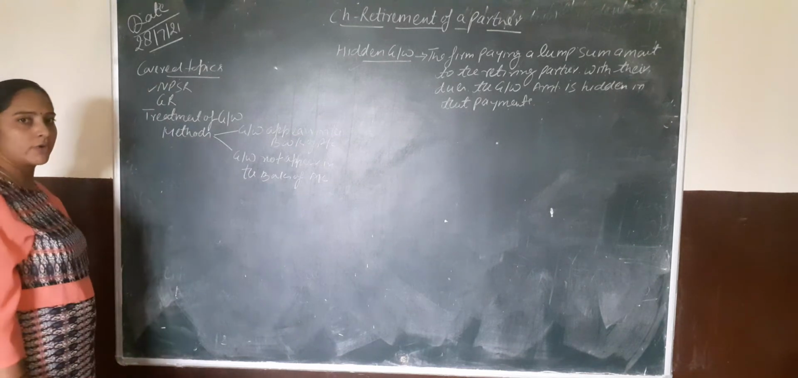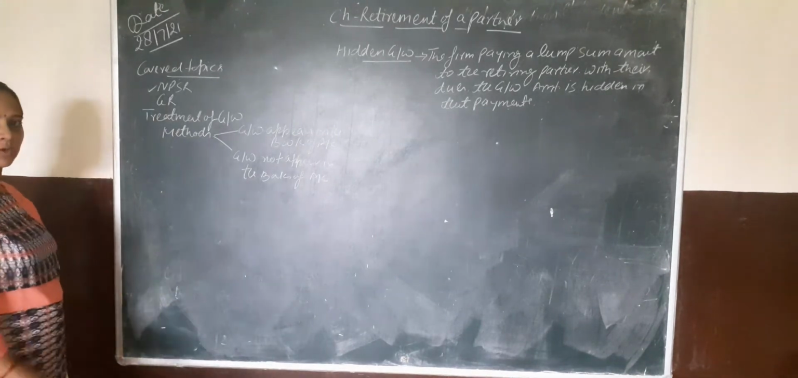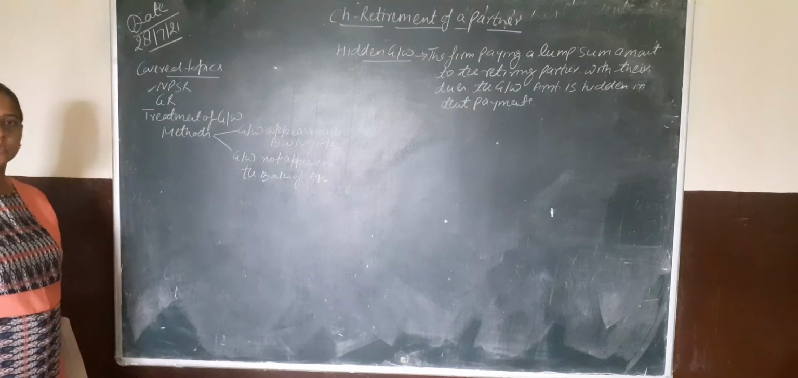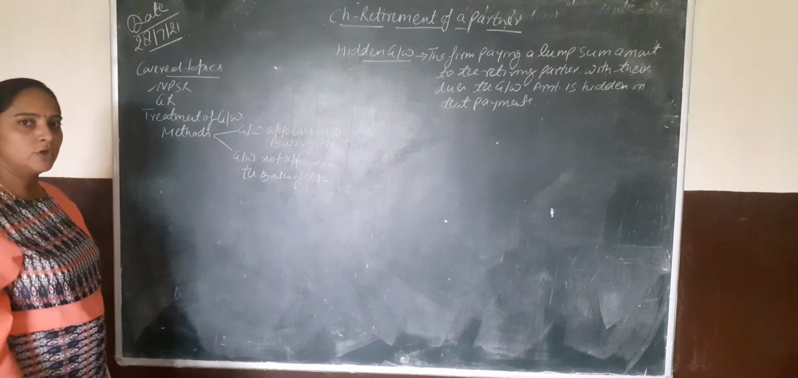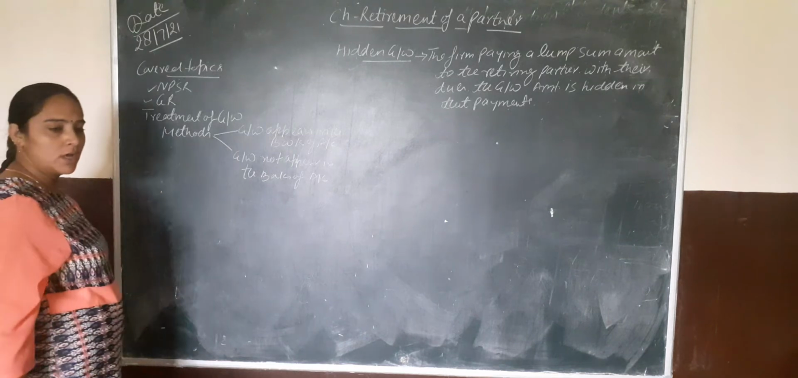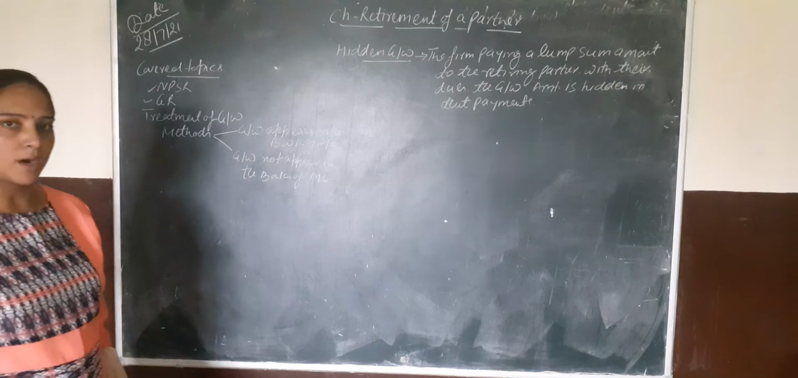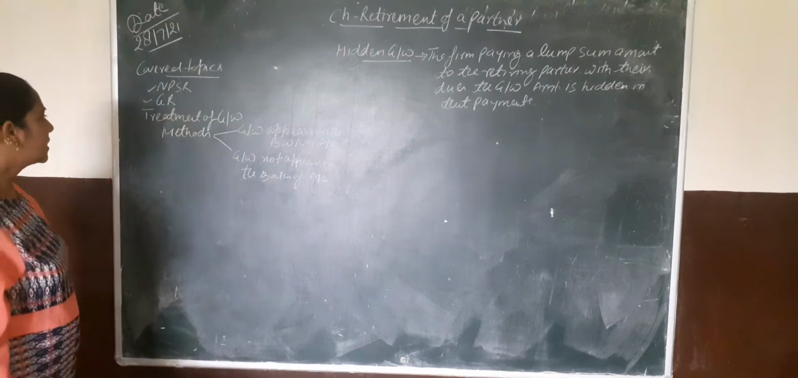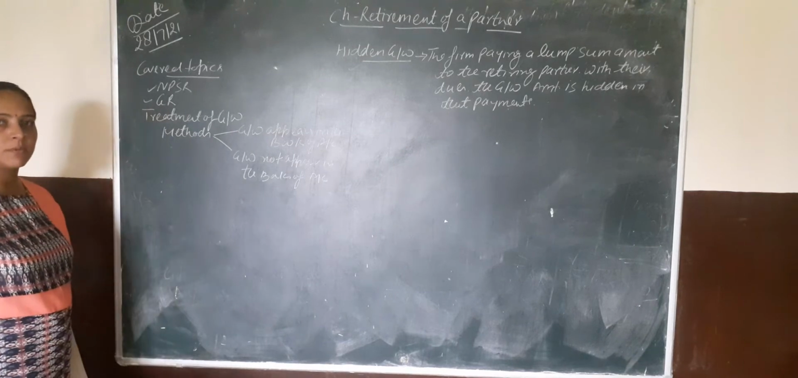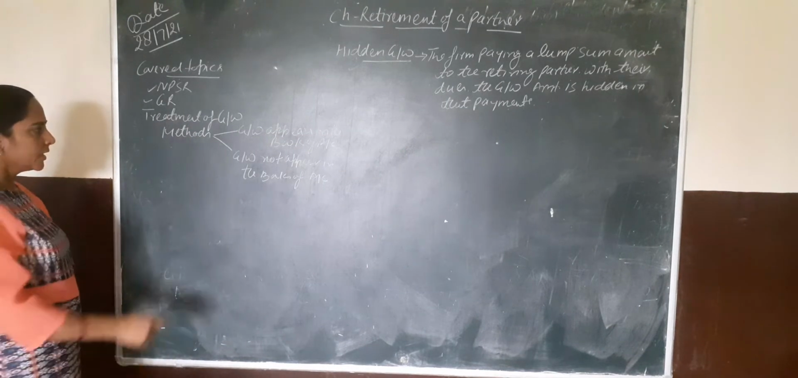All the questions related to new profit sharing ratio I have already solved on the board, and I have also given different types of numerical questions related to NPSR in your homework. Second, gaining ratio and treatment of goodwill: how the firm has treated the goodwill amount at the time of retiring a partner. At that time, how does the firm calculate the goodwill and which amount has the firm given to the retiring partner? That is treatment of goodwill.